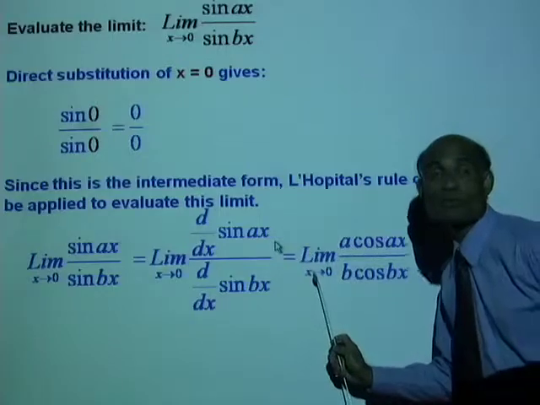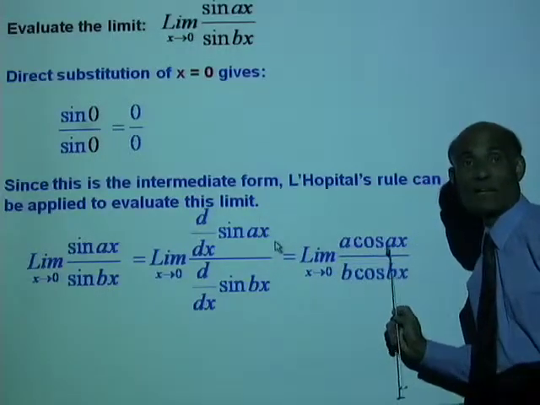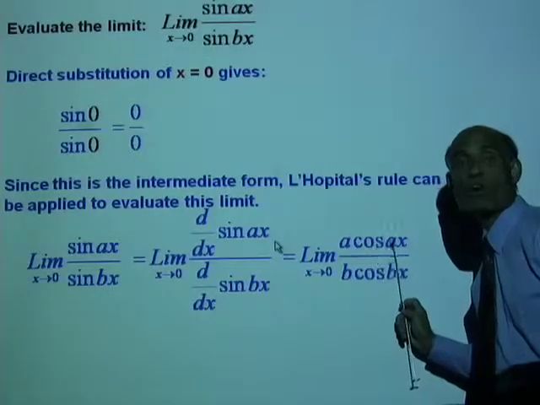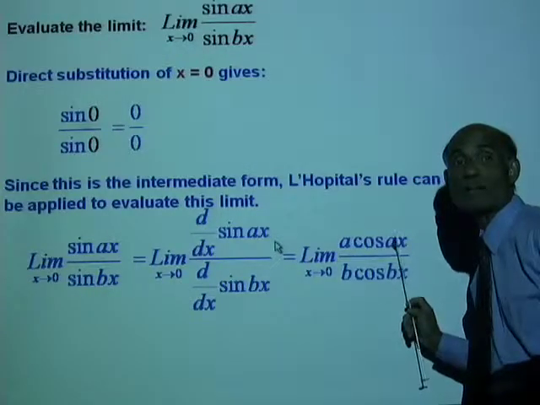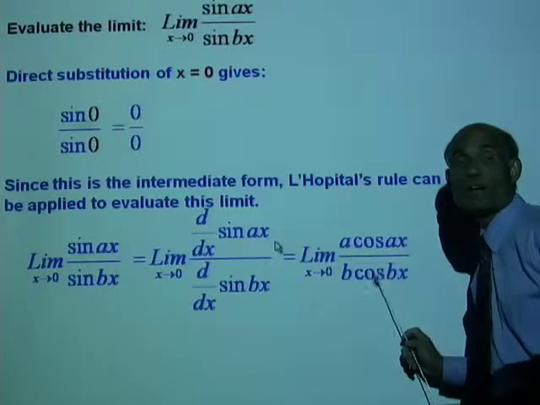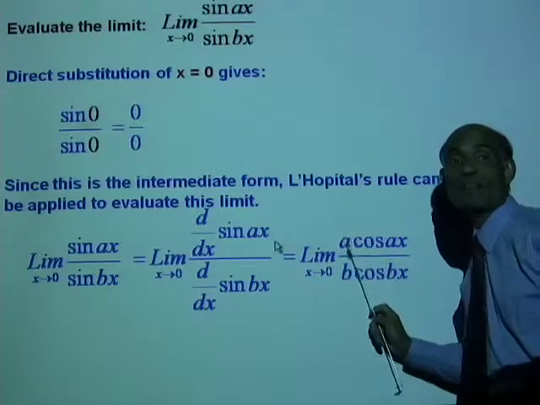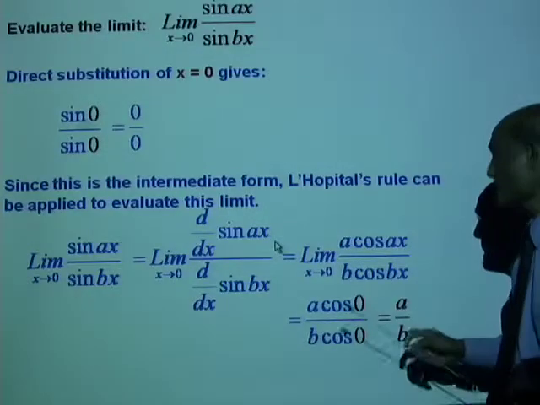And now if you replace x by 0, what happens? Do that. When x equal to 0, ax is 0, what is cosine of 0? Cos 0 is 1. So on the numerator and the denominator, cos 0 becomes 1, and therefore the value of that limit is a over b.